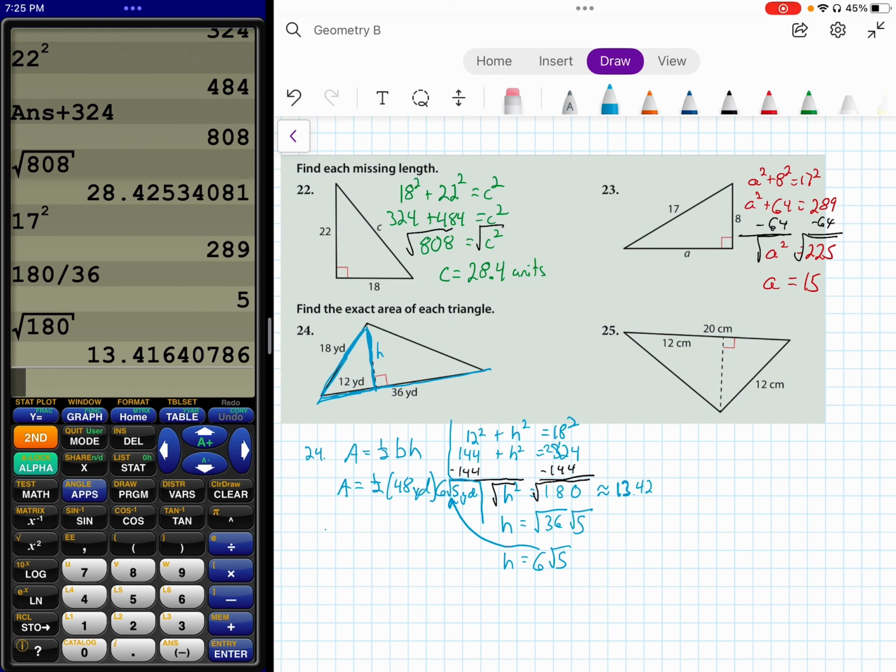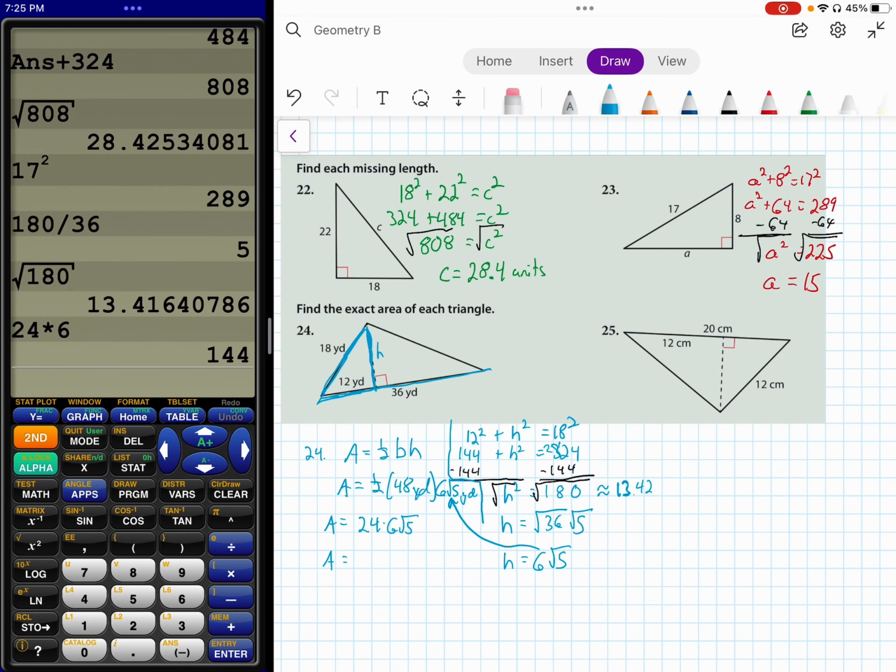And so now we have area equals half of 48 is 24. So 24 times 6 root 5, and 24 times 6 is 144. And we would write this in yards squared.